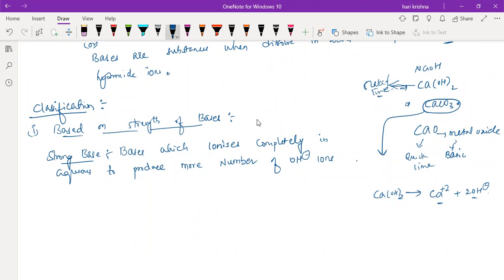Okay. But when we keep quicklime in water, it will form Ca(OH)2 only, right? Yes, sir, but there it doesn't form hydroxide ions directly. Quicklime forms Ca(OH)2, which will dissolve in the water and break into ions. It will form Ca plus 2 and 2 OH minus.